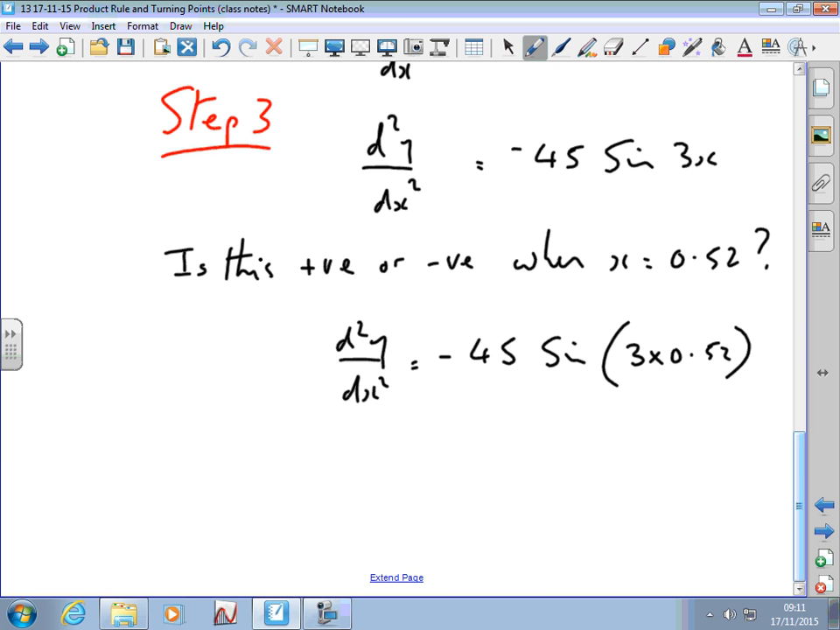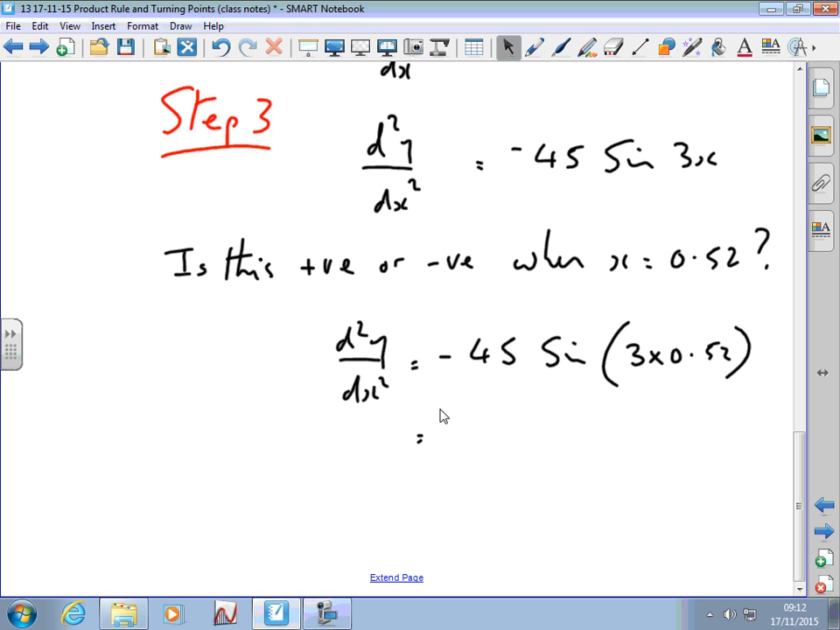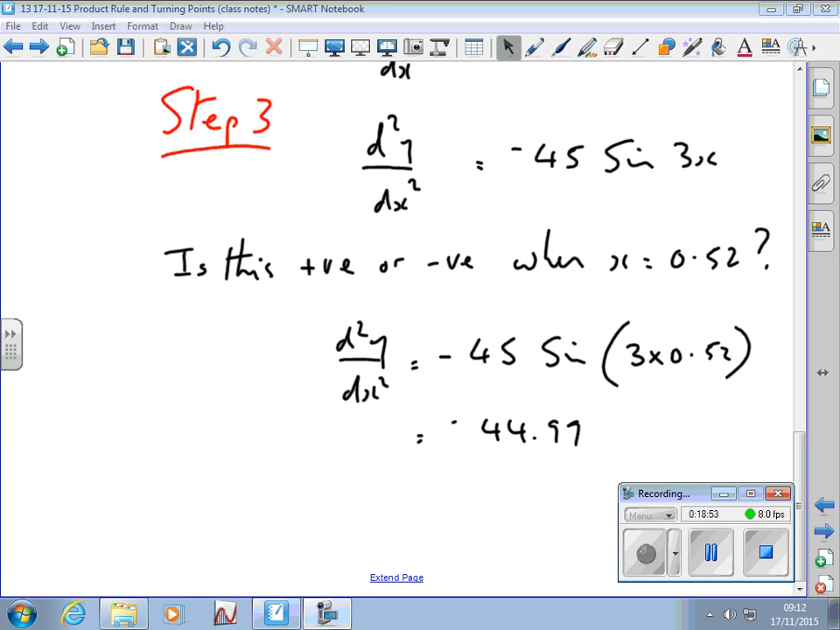So now I get my calculator out, check I'm in radians, plug it in. And I'm not interested in the value, just is it positive or negative. Negative, okay. Just as a matter of interest, what is it? So negative 44.99, it's negative in other words.